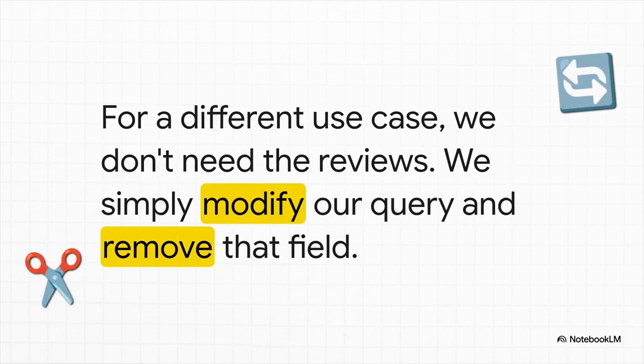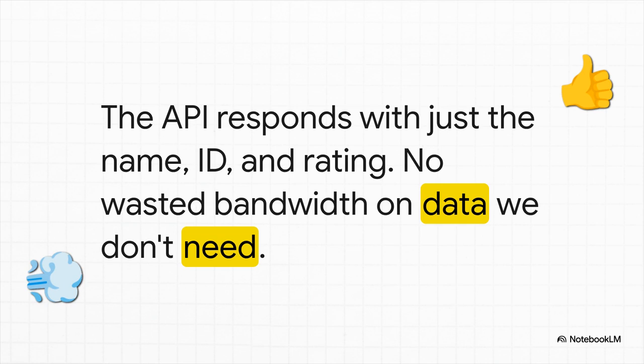But now, let's switch gears. Let's say we're designing a different screen in our app, maybe one that just needs a quick summary of the restaurant. We don't need to load all of that review data. So instead of having to find a whole new endpoint, we just modify our query. We just take that reviews field right out. And the result? The API responds with just the name, ID, and rating. The reviews are gone, precisely because we didn't ask for them this time. We're not wasting bandwidth or slowing down our app with data we aren't even going to use.